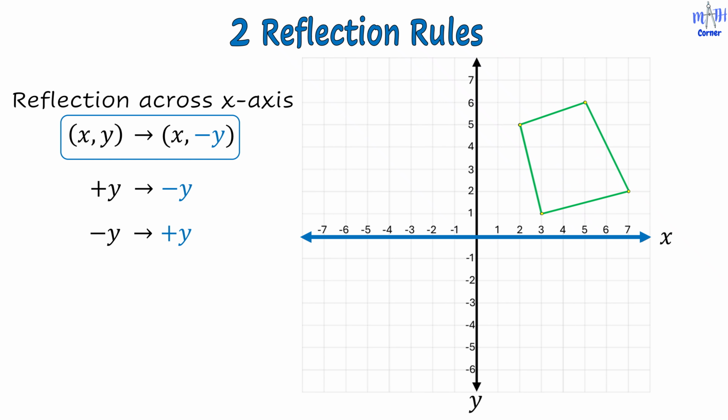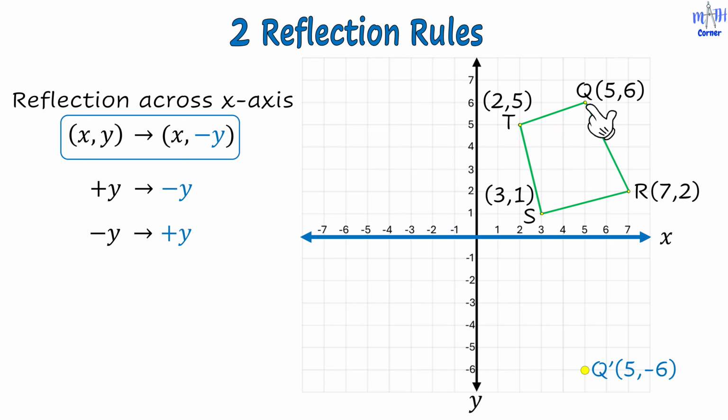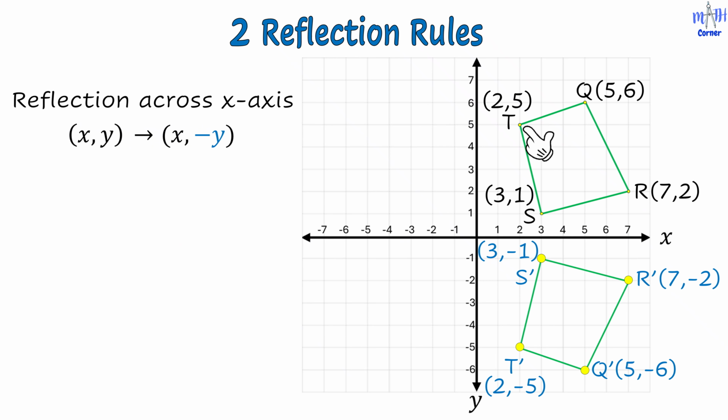Example. Quadrilateral QRST. Q at (5, 6), R at (7, 2), S at (3, 1), and T at (2, 5). Let's reflect across the x-axis. (5, 6) becomes (5, -6). (7, 2) becomes (7, -2). (3, 1) becomes (3, -1). And (2, 5) becomes (2, -5). Only the y value changes.